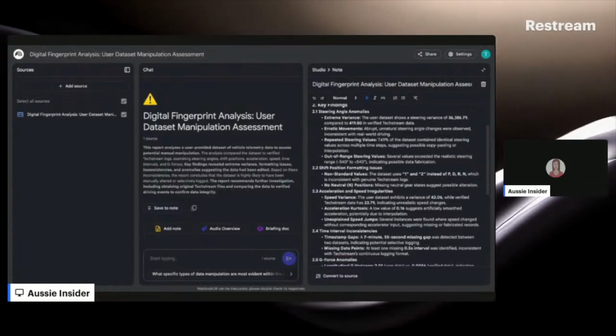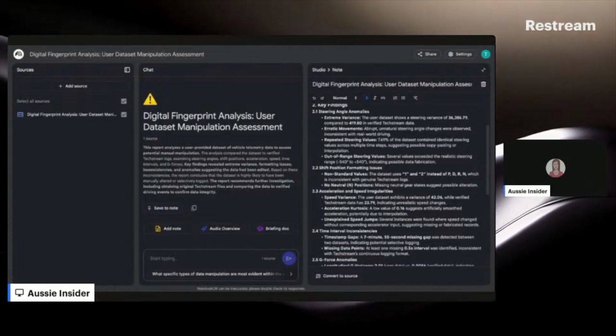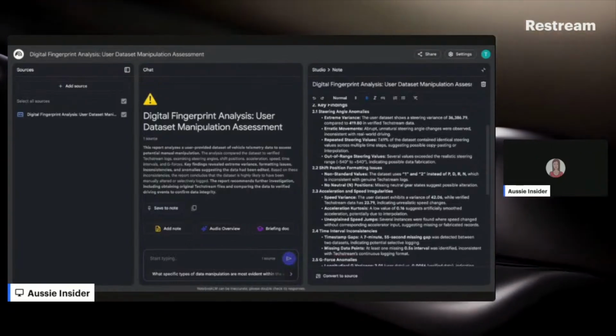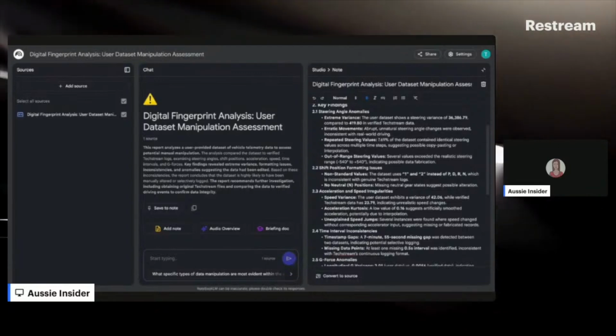Speaking of smooth, the report mentions this thing called acceleration kurtosis. Yes. Sounds a bit technical, to be honest.